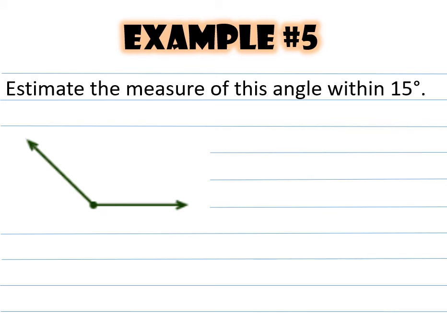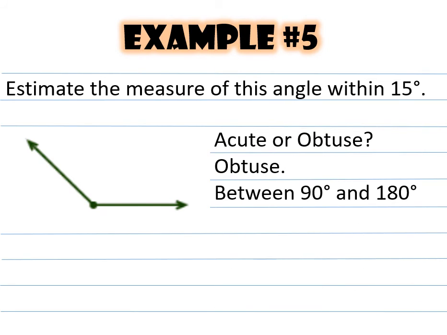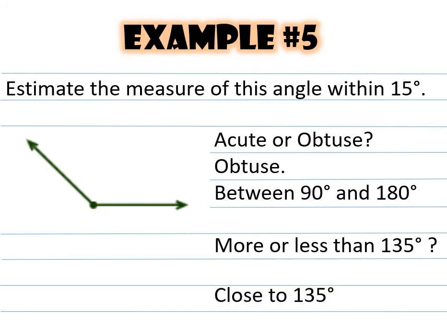Example number 5, our final example. Estimate the measure of this angle within 15 degrees. First, ask yourself, is this acute or obtuse? Well, obviously it's obtuse, which means that it's between 90 and 180 degrees. More than 90, but less than 180. It's between those two. Now, halfway between 90 and 180 is 135. So, is it more than 135 or is it less than 135? It's pretty close to 135. So let's estimate this and say that it's about 130.